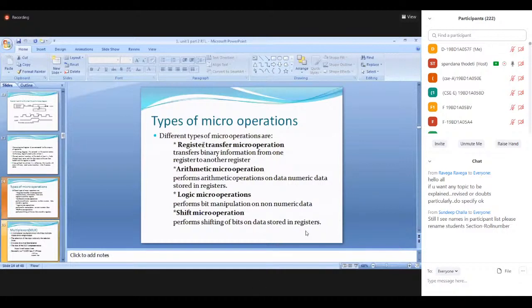Whatever is there in R1, you will just place that content of R1 into some other register, say R2. In case of the remaining operations, arithmetic, logic, and shift micro operations, the data may be changed. The content of the register may change, right?